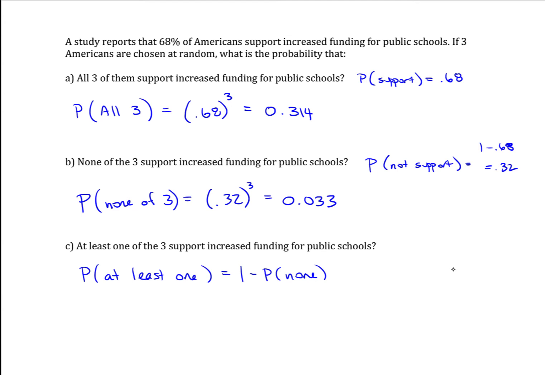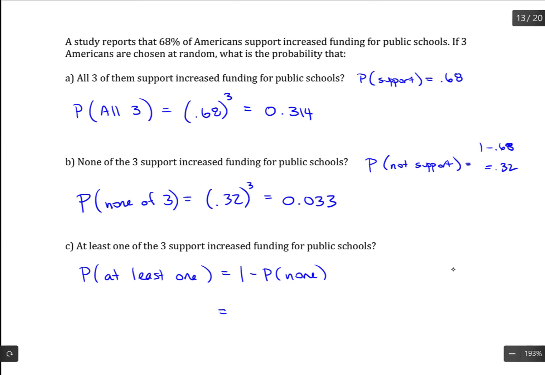If you have 3 people, then either none of those people support increases, or at least one of them has to. Those 2 ideas are always going to be complementary, because at least one means one of the people do, 2 of the people do, or 3 of the people do. All of those qualify for at least one. The only time at least one doesn't qualify is when you have none of them.